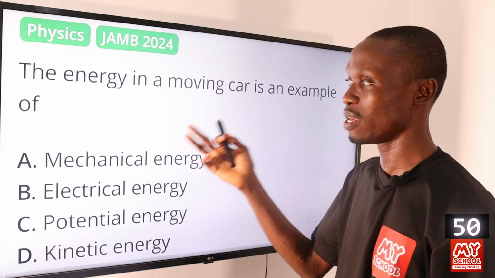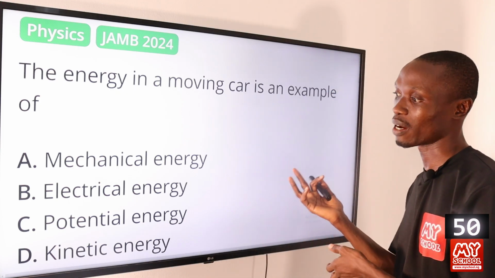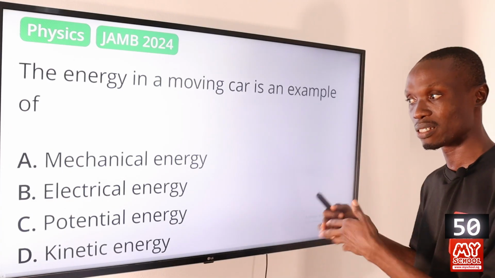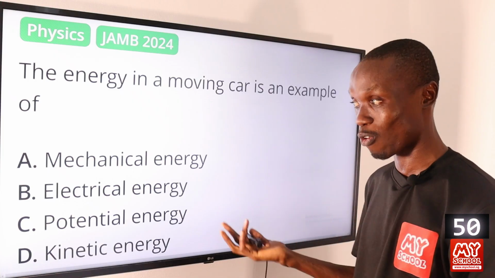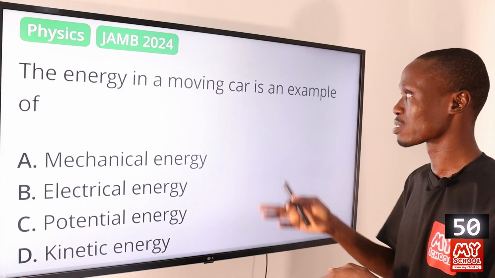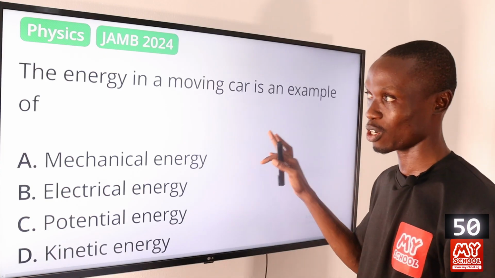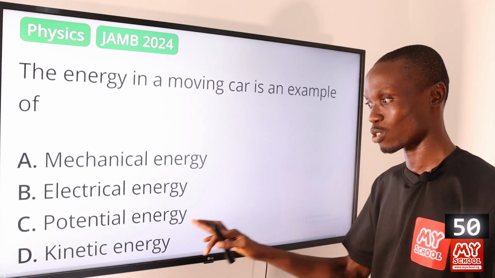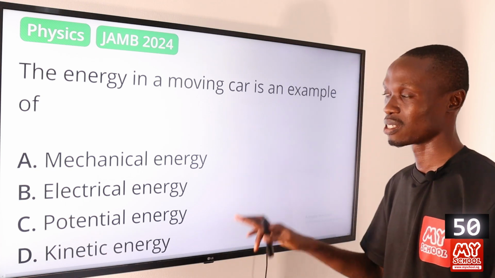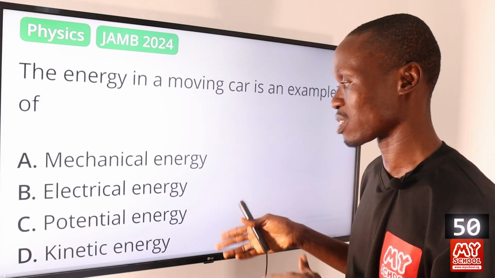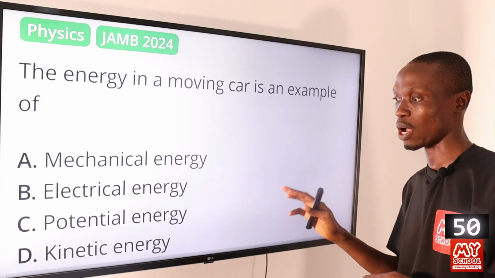While option A, mechanical energy, exists in the form of potential and kinetic energy, and electrical energy is another form of energy, the energy in a moving car is not an example of electrical energy. So the answer to this question still remains option D, kinetic energy. Why? Because the car is in motion, and the energy possessed by a body in motion is referred to as kinetic energy.